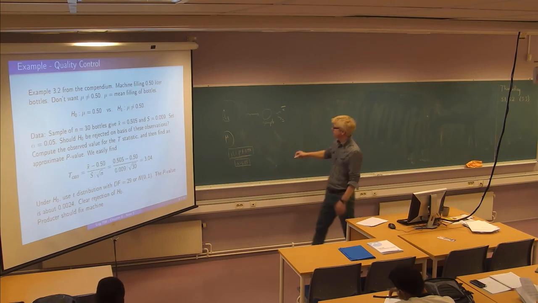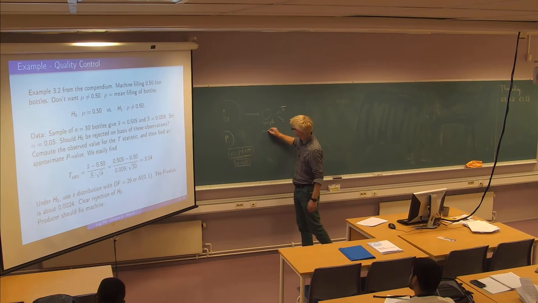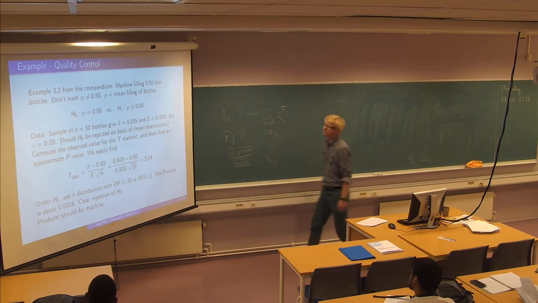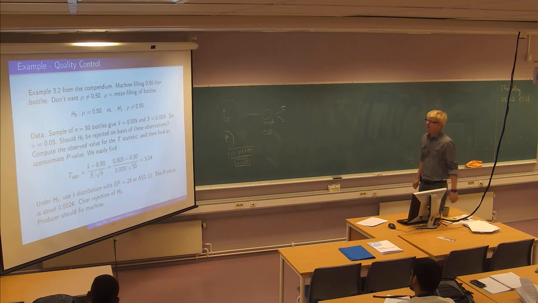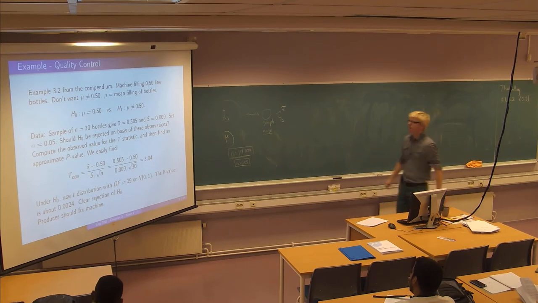So then comes the sampling. We look at 30 bottles. It's kind of the smallest sample that we can do with what I call the large sample theory. So we're just in the border here, but that's okay.